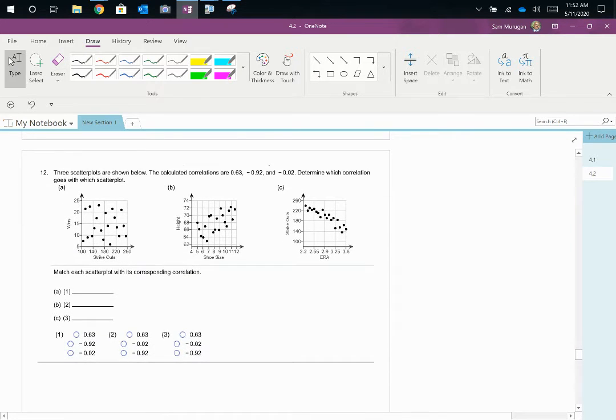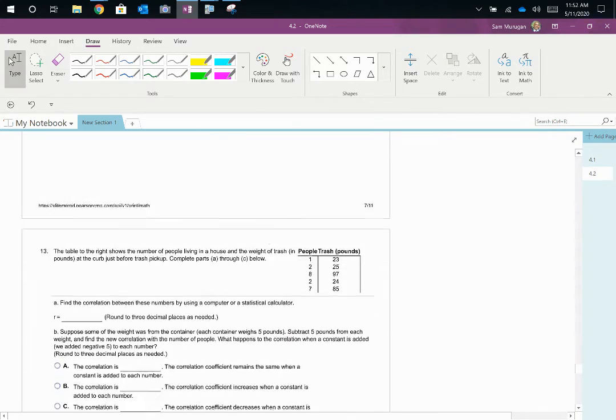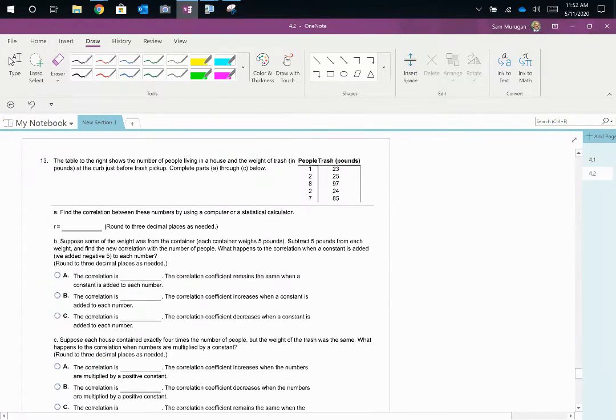All right, question 12 is kind of a repeat, so I'm going to leave that one for you guys. Okay, question 13. The table to the right shows the number of people living in a house and the weight of trash. So I'm going to do this both ways. I'm just going to do this with the calculator, and then I'm going to show you how you can do a similar problem in StatCrunch, okay?